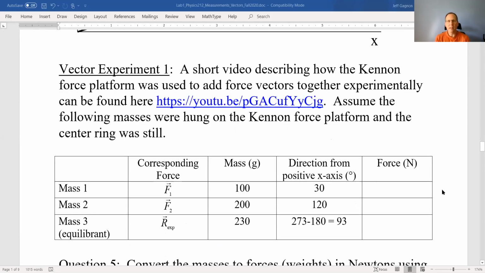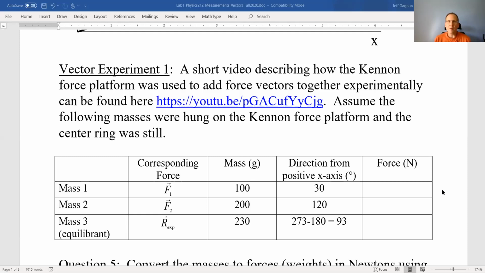what we're going to do is we're going to measure, or we're going to compute, the sum of two forces two different ways. We're going to add them experimentally using the Kennan force platform. And then we're going to add them graphically using protractor and ruler.